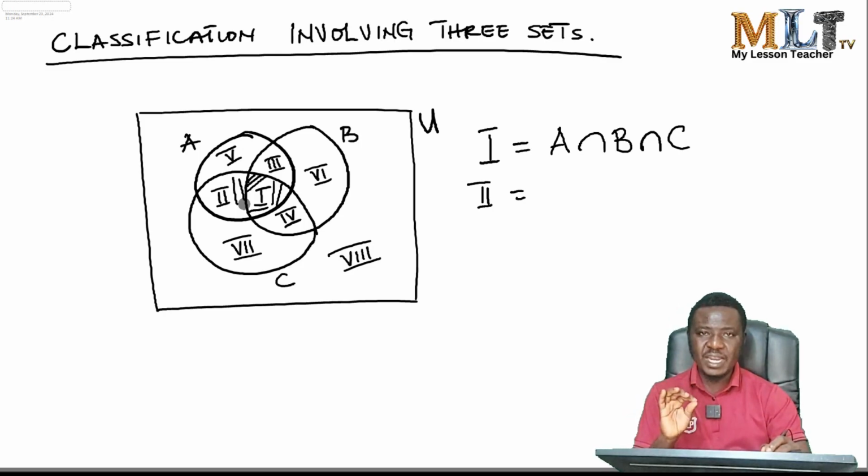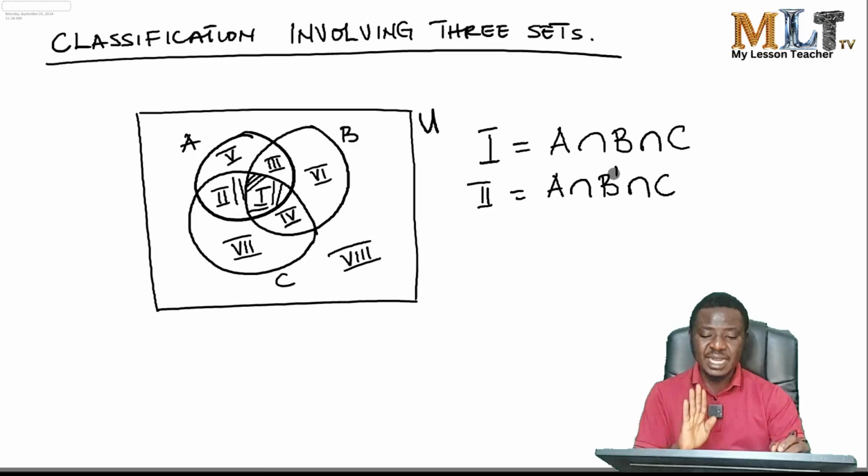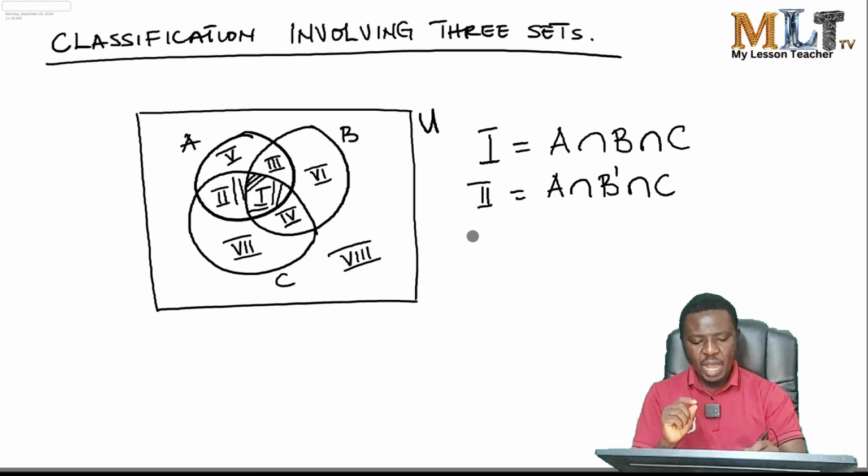While region 2 is said to be a region that contains elements that you can find only in A and C, but not in B. So this can be represented as A intersection B prime intersection C. B prime in the sense that it cannot be found in B, but rather it can be found only in A and C.